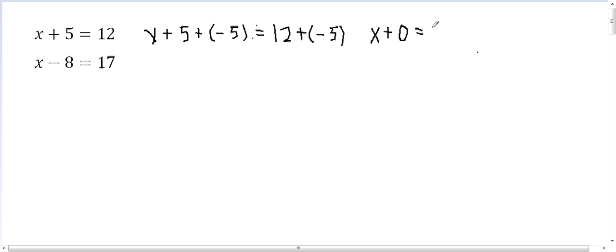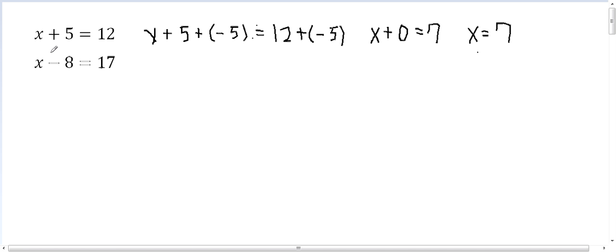Twelve plus minus 5 is 7. Since 0 is the additive identity, when we add x to it, we get x. And we found that x is equal to 7.